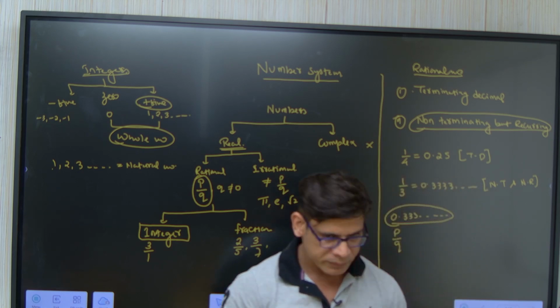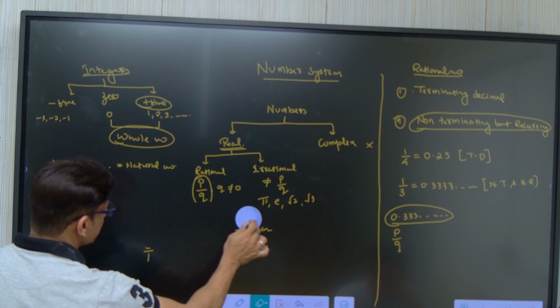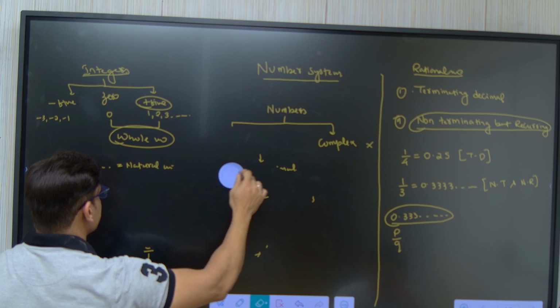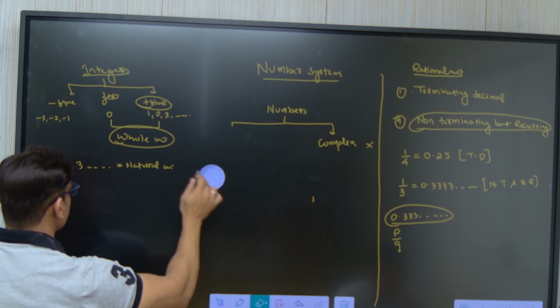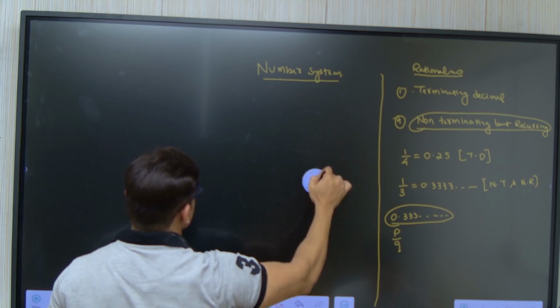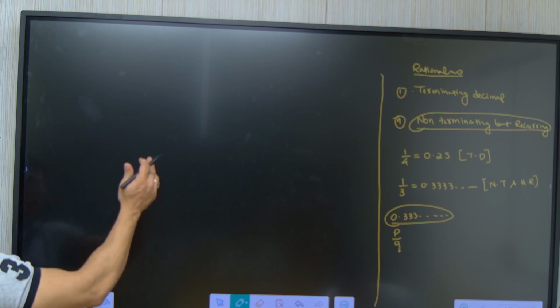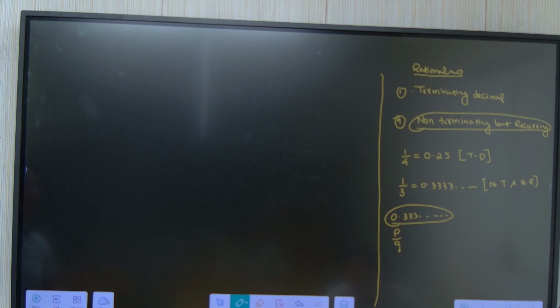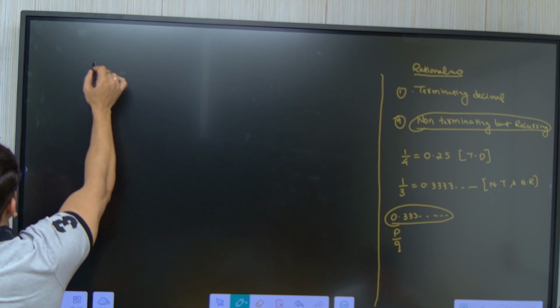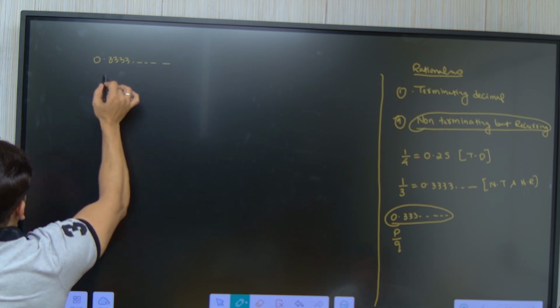Done? Okay. Now let's come to the important part. These are all standard 9th and 10th standard stuff. Let's focus on this part. If there is any number in the form of P by Q, either it is a terminating decimal, which is very easy to convert into P by Q form, right? But if it is non-terminating but recurring, like 0.3333 and so on, how to convert this number into the form of P by Q?